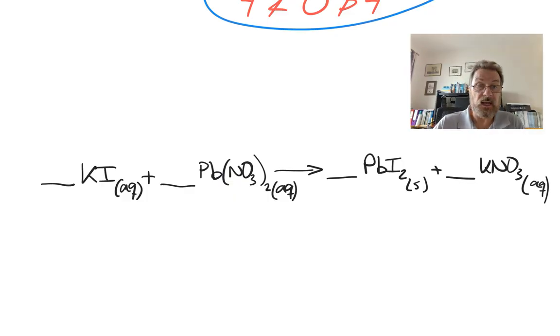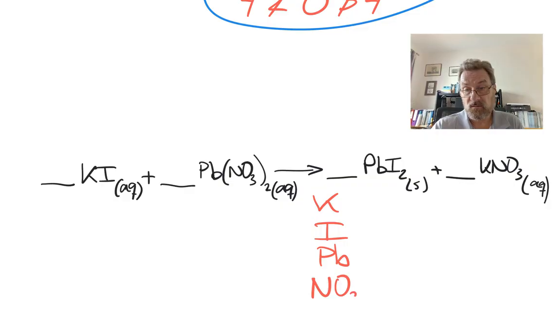And it happens. So we can go left to right. If I have potassium and iodine, and I have my lead, I am not going to write down my nitrogen and oxygen separately here. There is no need, because the nitrogen and the oxygen stay together. We have nitrate on the left and we have nitrate on the right. So I can treat that as one unit. Okay?